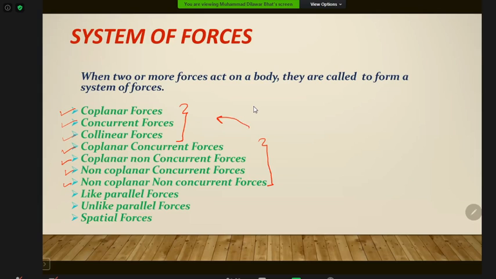And then going towards parallel forces, we have another two types of forces which are like parallel forces, that means like is similar parallel forces, and unlike parallel forces. These are another two types of categorization of the system of forces. And finally, we have special forces, right? Now we'll try to understand what these types of forces actually are.